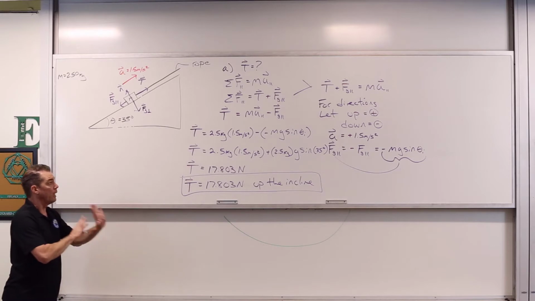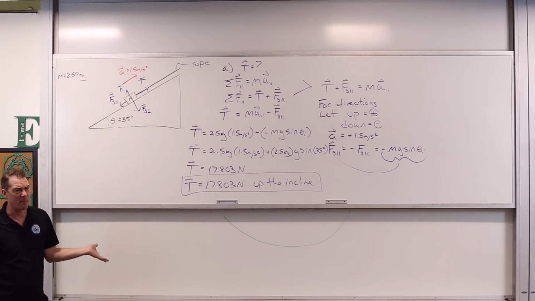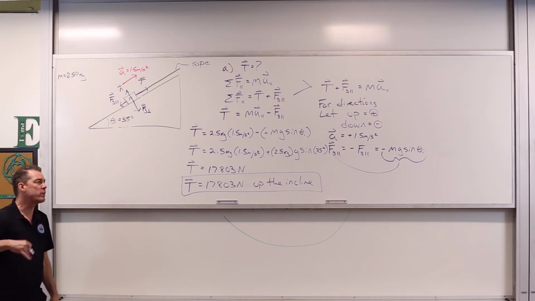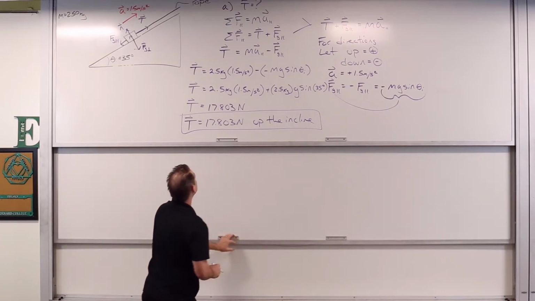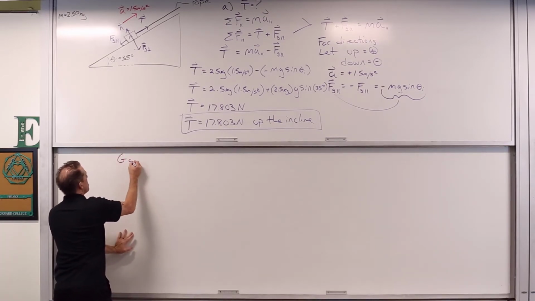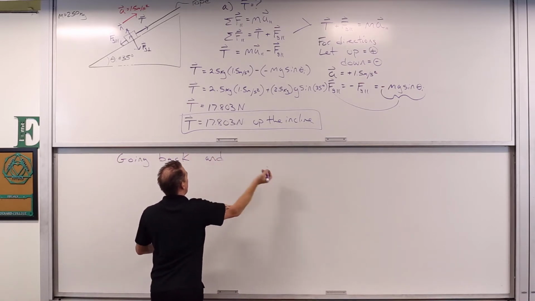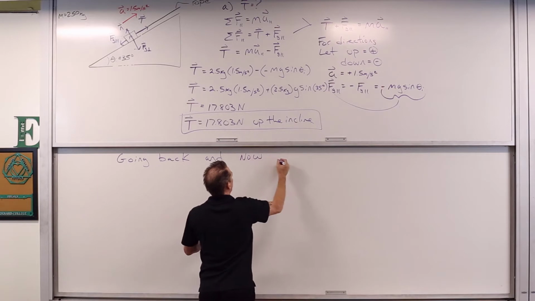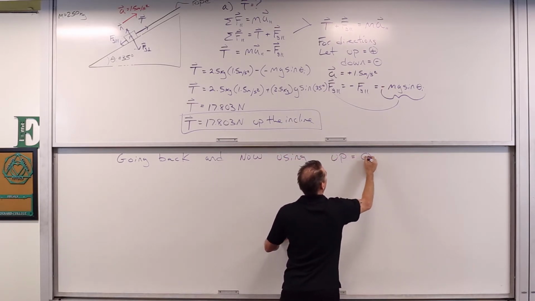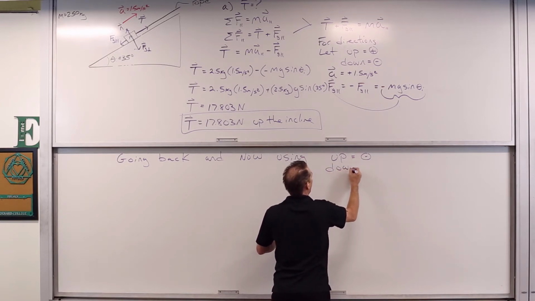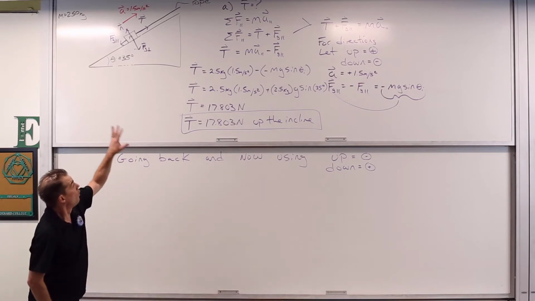So what I want to do at this point is actually switch my sign convention just to show it's arbitrary. You can pick whatever you want, you just have to stick with it. So we're going to go back, and now using up is equal to minus and down is equal to plus. So we're going to switch things around.